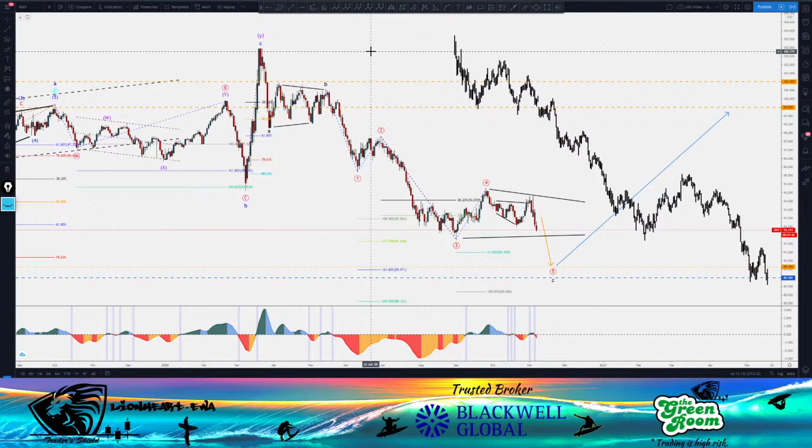I will continue the analysis with the DXY, the dollar index on the daily time frame. And if you've been watching my previous Elliott Wave live streams, you know that I've been tagging this as a 4 and waiting for the next move to start. And guess what? It did. We are in the fifth.